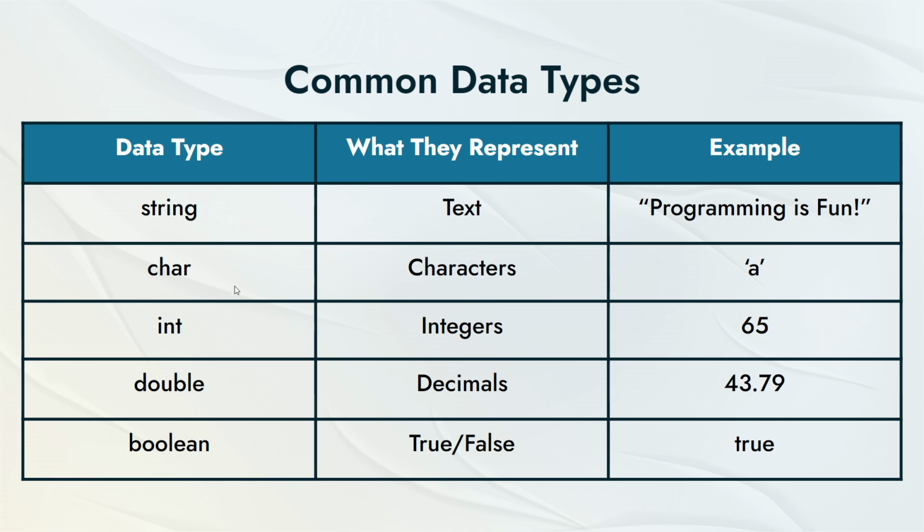And one last thing is that char, int, double, and boolean are primitive values. However, a string is an object. We will be looking at the difference between primitive values and objects in the future.